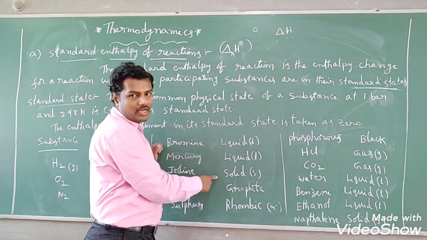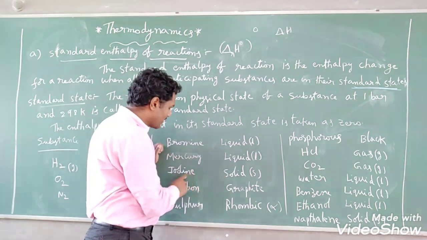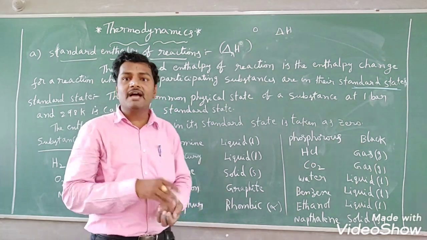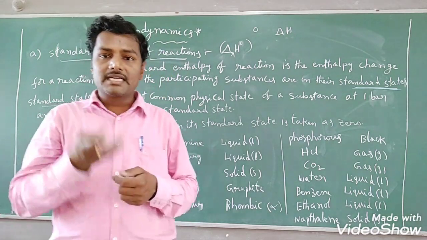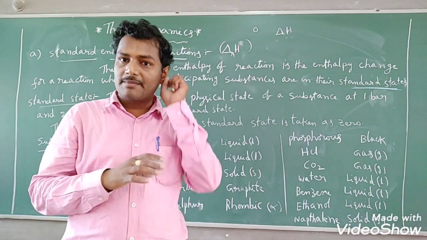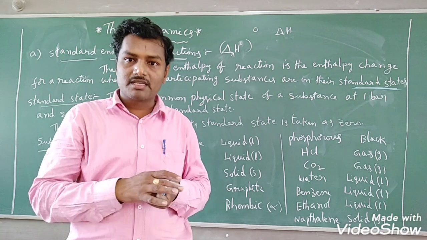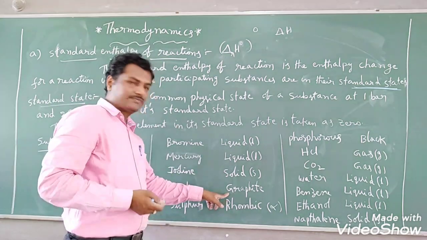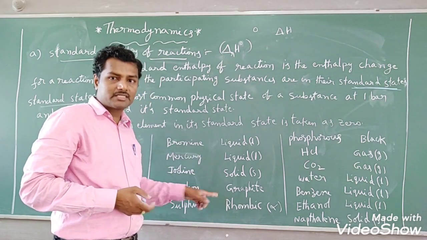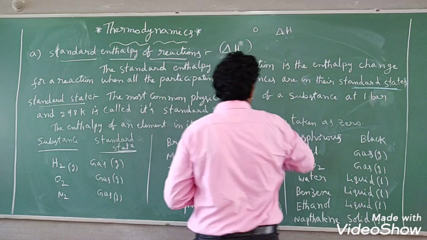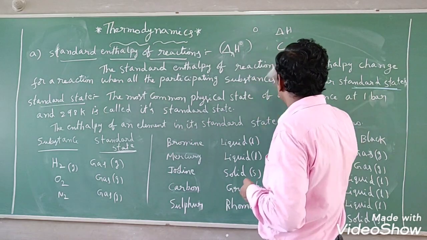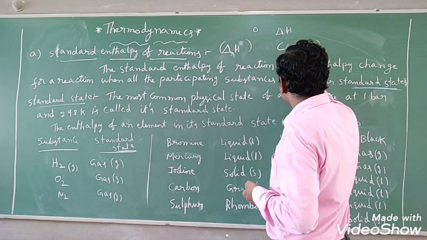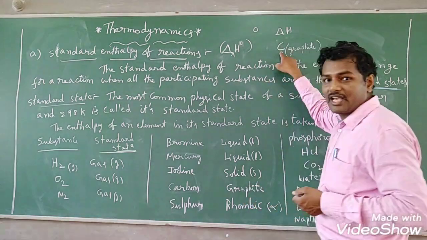Iodine, solid. The most common physical state of iodine is what? Solid. Carbon. Carbon we have in various forms. What are those? Diamond, graphite, C60, that is Buckminsterfullerene. Like this we have different forms. In that, the most common state is graphite. Graphite is the most common state. Whenever they have used the symbol carbon in the reaction, they have to mention very clearly graphite. Then only it is a standard condition we have used.